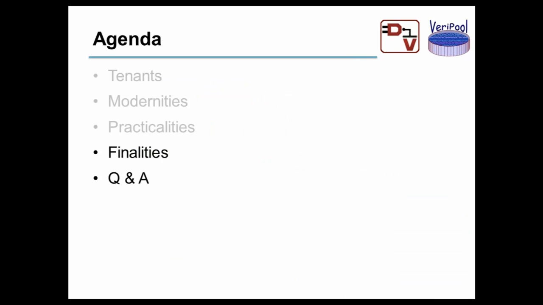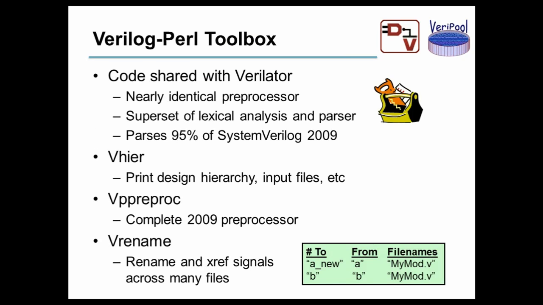So to wrap things up, the first thing I'd like to hit is Verilog-perl. Verilog-perl shares the front end with Verilator. It's a Perl test bench, Perl toolbox, which also has some utilities associated with it. So it has the full preprocessor, and it has a preprocessor you can run standalone, which is really useful for debugging what other simulators think the preprocessor output should be. There's a tool to print the design hierarchy, which a lot of people use to create file lists to feed into other simulators. And there's a tool called VRename, which is a quick way of renaming signals and guaranteeing consistency across a file. So a lot of people use that particular tool.